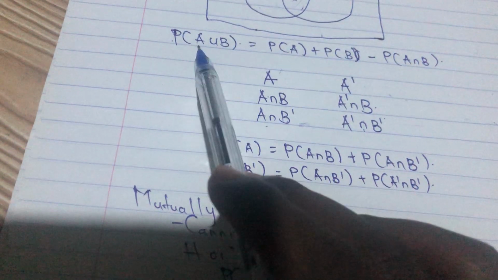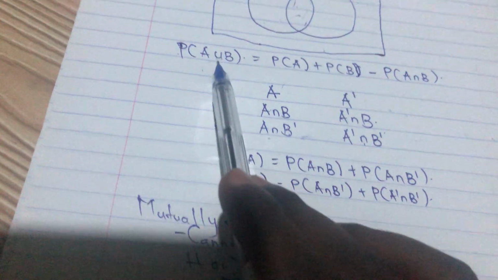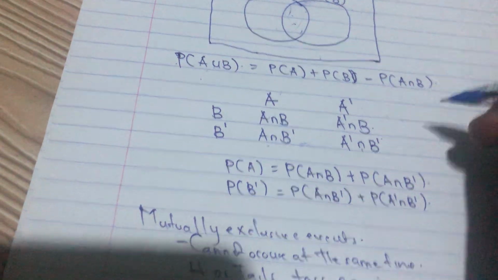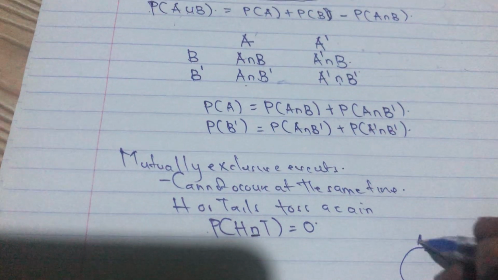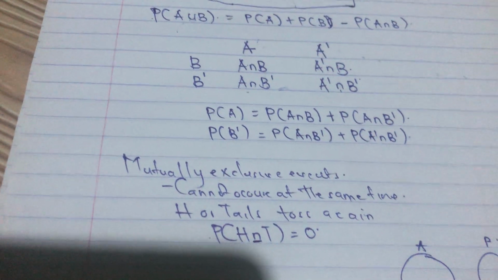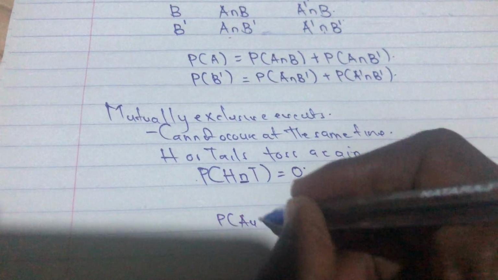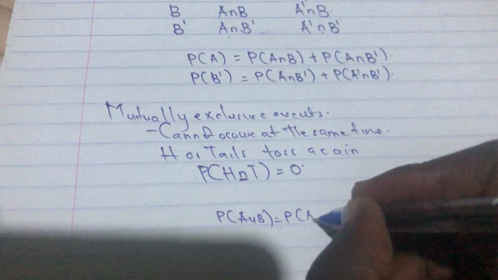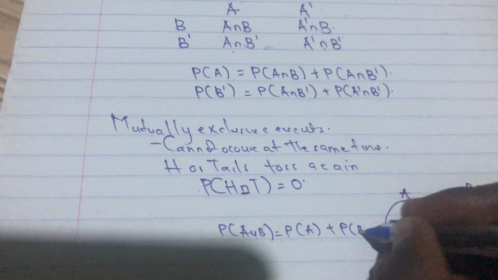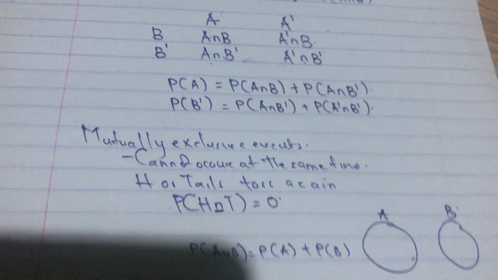So if we are to look at their union, if these were mutually exclusive, there would have been two circles. This is probability of A and probability of B. Are we together? And their union would have been probability of A plus probability of B. The intersection is 0. We see there is no intersection.